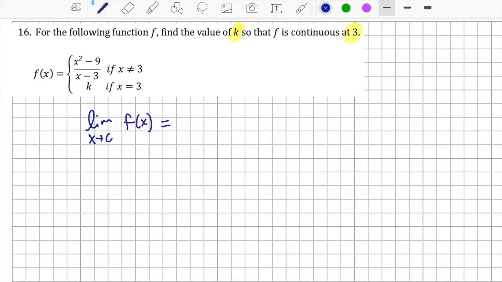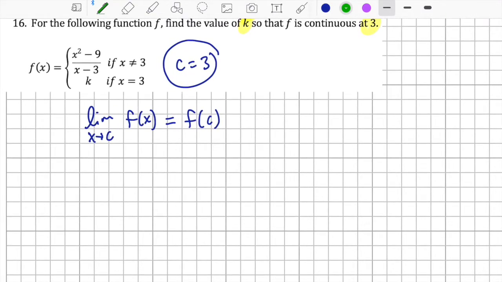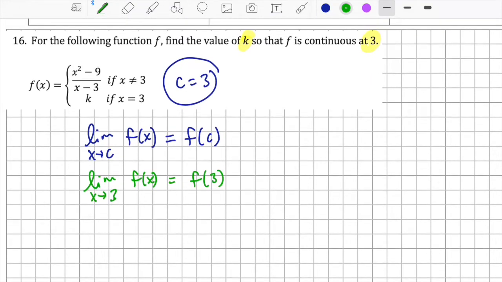Limit as x approaches c of f of x is equal to f of c. In this situation, c is 3. So now we replace the c with 3. So limit as x approaches 3 of f of x equals f of 3. Now if we look at our functions, I always look for the right function first.